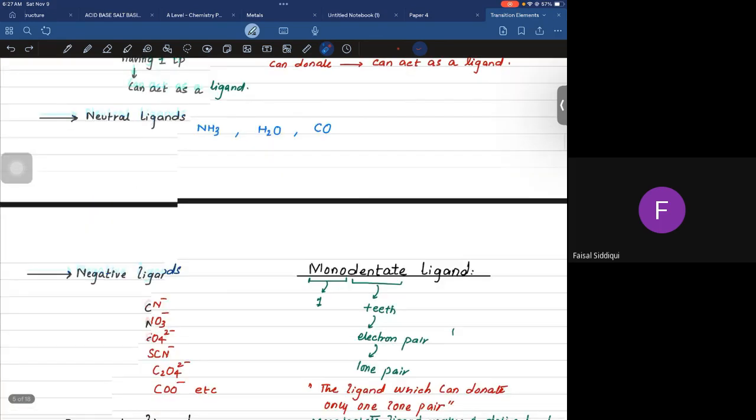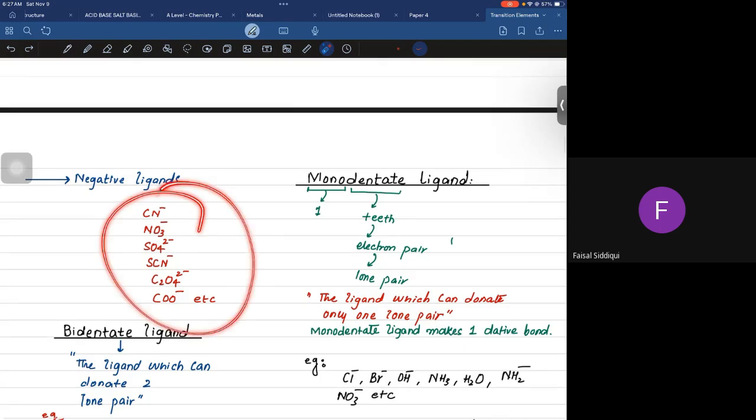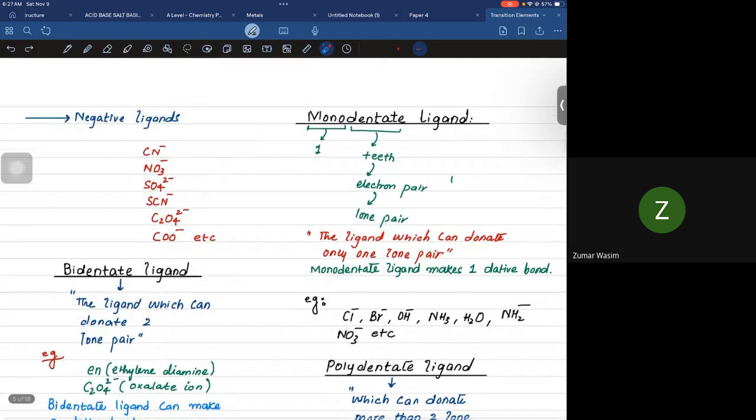Then this is the list of negative ligands. You have to remember this, you have to memorize the list of negative ligands, and what the charge on the ligand is, whether the ligand is -1 or -2. You should know this. Then there are types of ligand on the basis of charge: neutral and negative ligands.